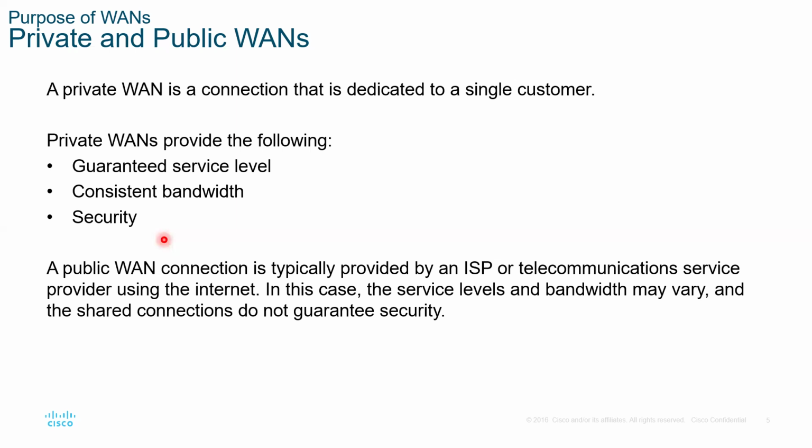With the internet, sometimes the internet is down. That is not guaranteed. So I think you cannot negotiate SLAs with the public networks, unlike the private networks. A public WAN connection is typically provided by a service provider using the internet. In this case, the service levels and bandwidth may vary, and the shared connections do not guarantee security. All right, so basically, that is the difference between private and public ones, with the private one being dedicated to a customer, and the public, the best example being the internet, that is a shared network.